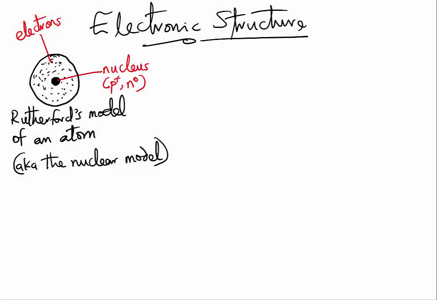Let us now focus on the electrons in an atom. Let us begin by remembering Ernest Rutherford's model of an atom, which is also called the nuclear model of an atom. According to Rutherford, the electrons in an atom are located outside the nucleus of an atom. This is the question we want to answer. How are the electrons distributed in an atom?